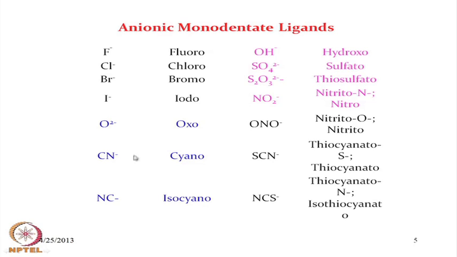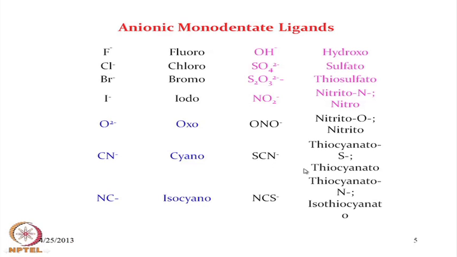When CN is bound through nitrogen, we name it as cyano; when bound through carbon, we call it isocyano. Then thiosulfato, sulfato through oxygen, and nitrito or nitro. These are the two forms: when it is bound through nitrogen, we call it nitro, and when it is bound through oxygen, we call it nitrito. That we will see when we study isomerism, the linkage isomerism basically.